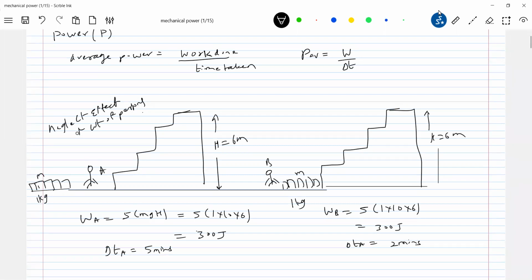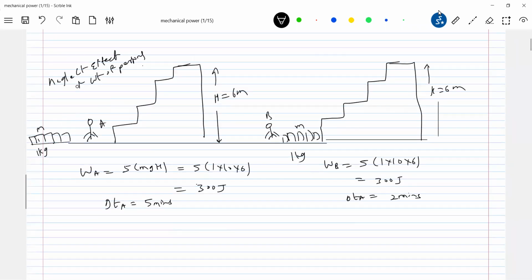So then can we analyze what about the power here? Average power of the first person should be W_A by T_A. So this will be 300 by 5 minutes, so 5 into 60.